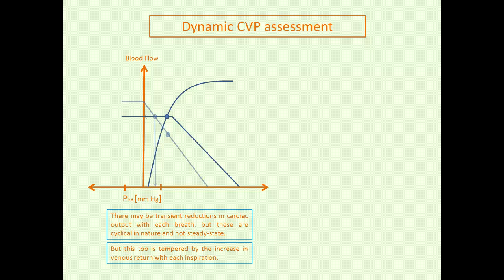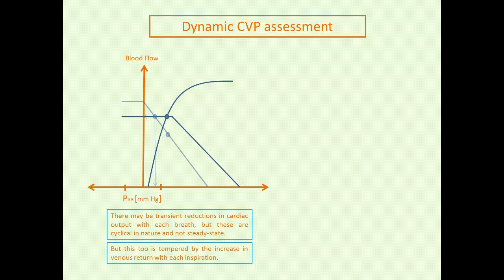So with the application of PEEP, this is what happens, and then if you were to apply a breath on top of that, you may have some changes in cardiac output, but these are not steady state, and this is also tempered by the increase in venous return with each inspiration. So we just saw that with pressurization of the abdomen with each breath, the venous return curve shifts a little bit to the right, and then with expiration it shifts back to its baseline at PEEP.